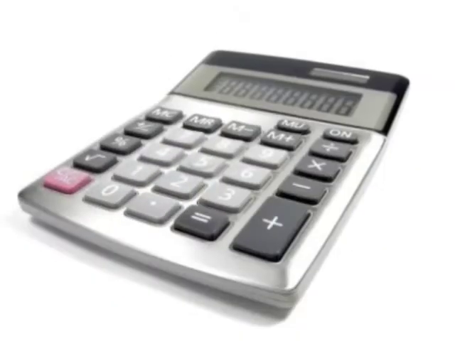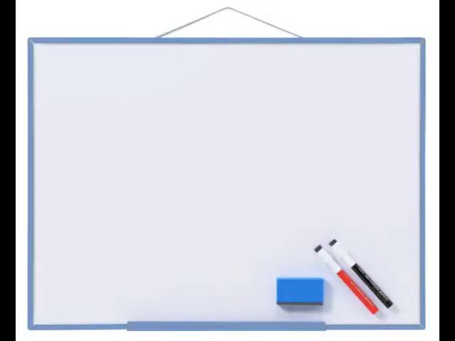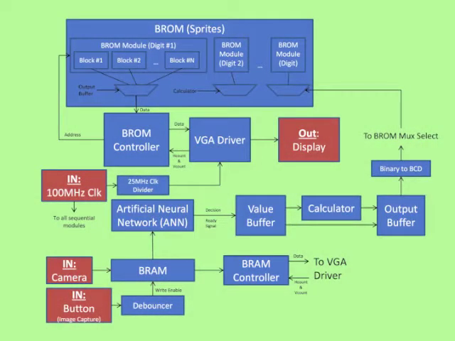To show that this works, we will be calculating the addition of two inputs in the form of handwritten numbers on a whiteboard. Processing will be done on a Spartan 6 FPGA, and the results will be displayed on a monitor. This is a view of our high-level block diagram. We will be going over the components of our project and explain important components in detail.